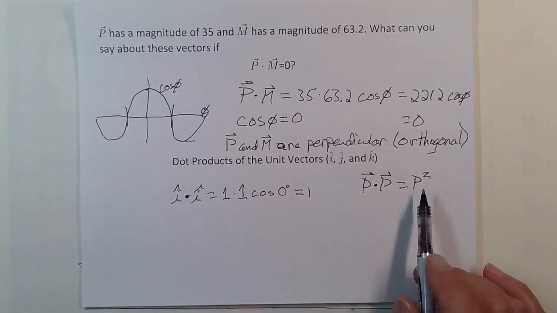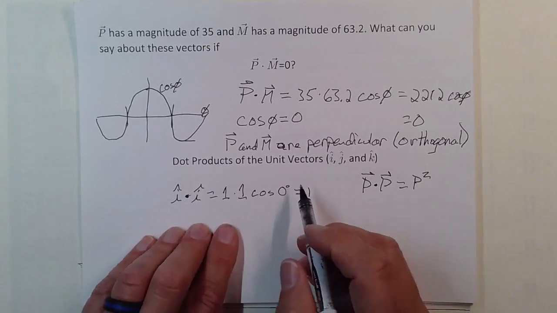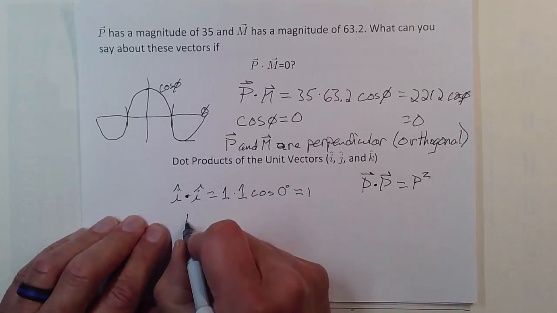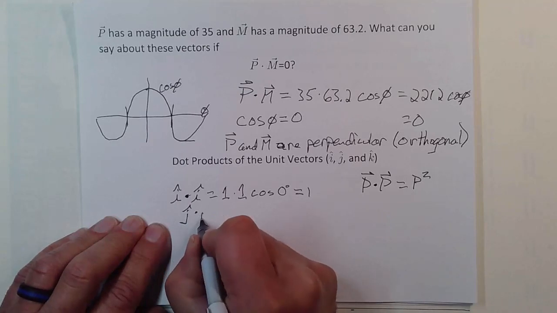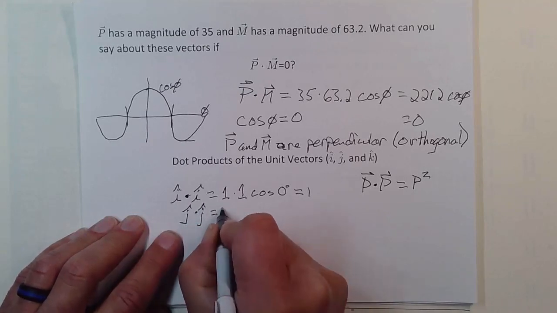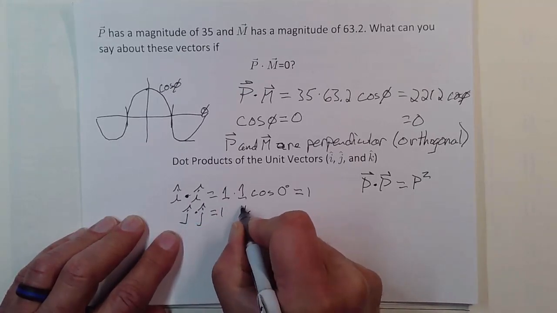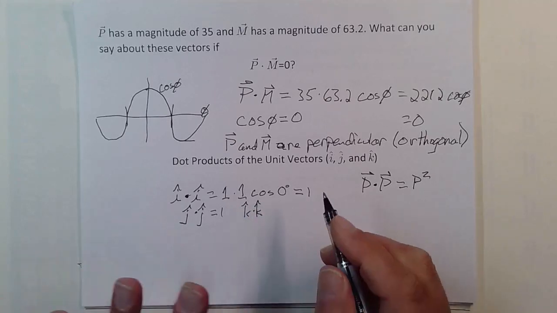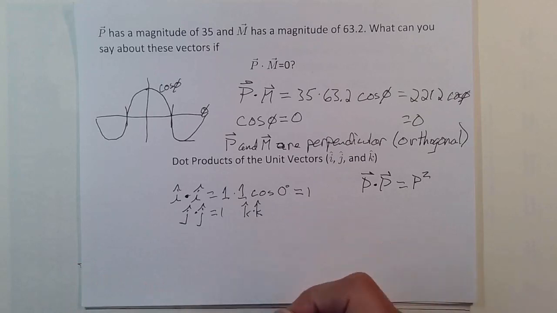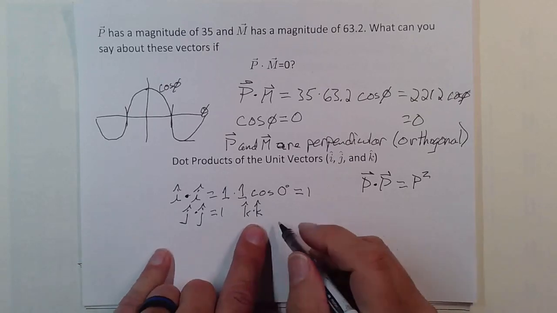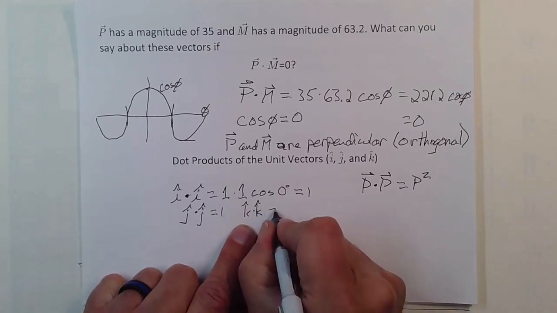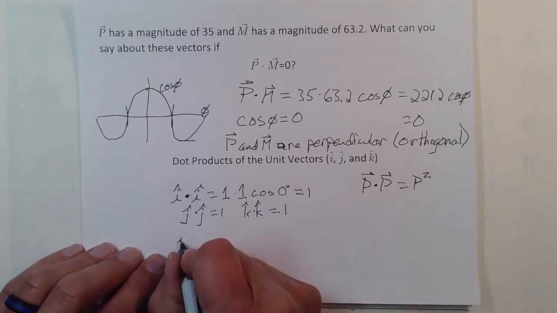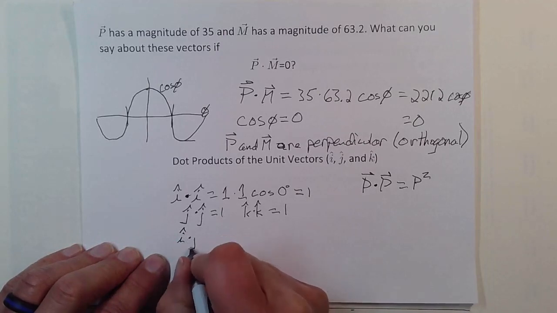That's kind of interesting. All right, well, there's i hat dot i hat. Turns out j hat dot j hat will also equal 1, and k hat dot k hat. We're not going to be doing much in the way of three-dimensional vectors this quarter, but I'm introducing them today just so we can see this consistent across the board. That's also 1. Well, what about i hat dot j hat?